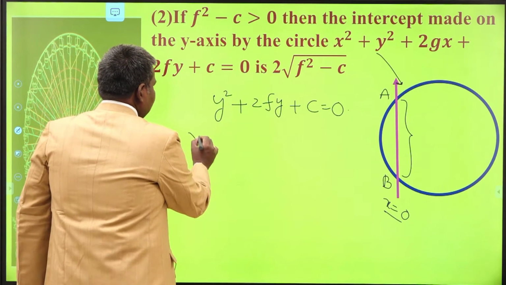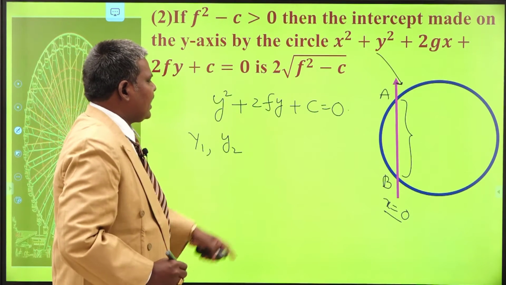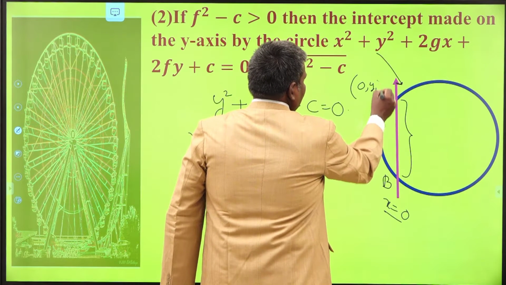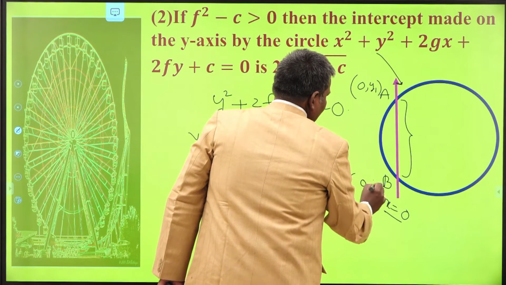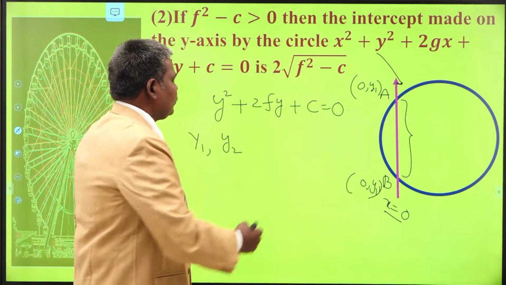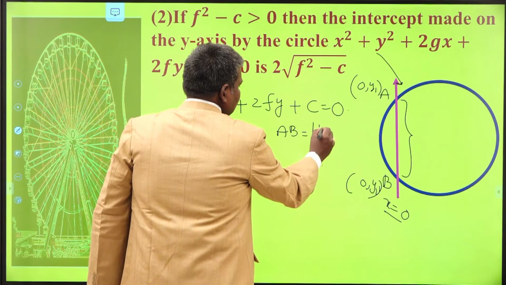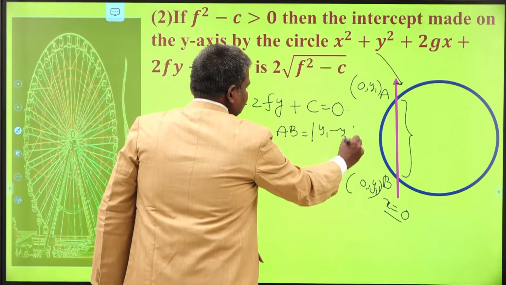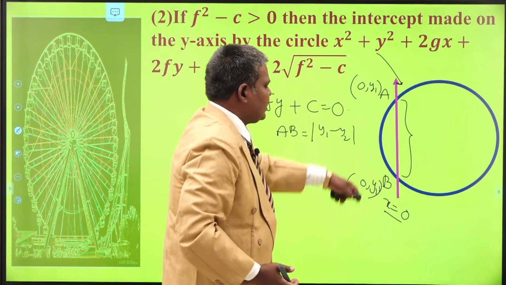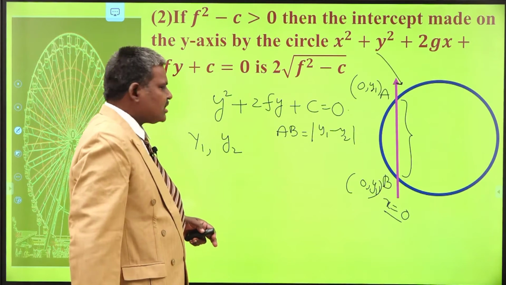That is why if the roots of this equation are y1 comma y2, then immediately the coordinates of A and B are 0 comma y1 and 0 comma y2. Now tell me what is AB? AB is equal to modulus of y1 minus y2. Am I correct or not? This is the distance between A and B. These 2 points are there, so the distance from A to B is modulus of y1 minus y2.